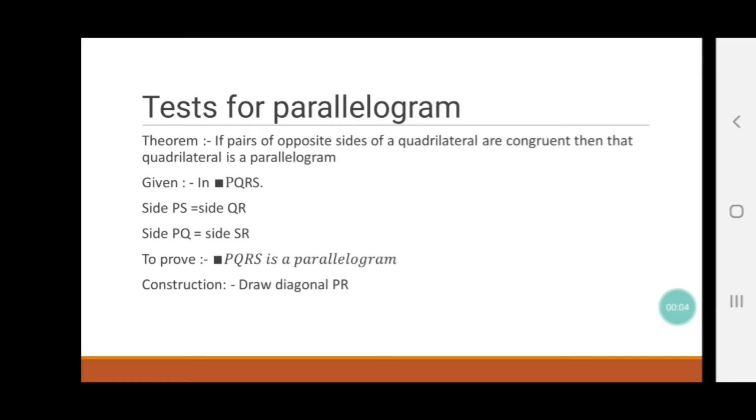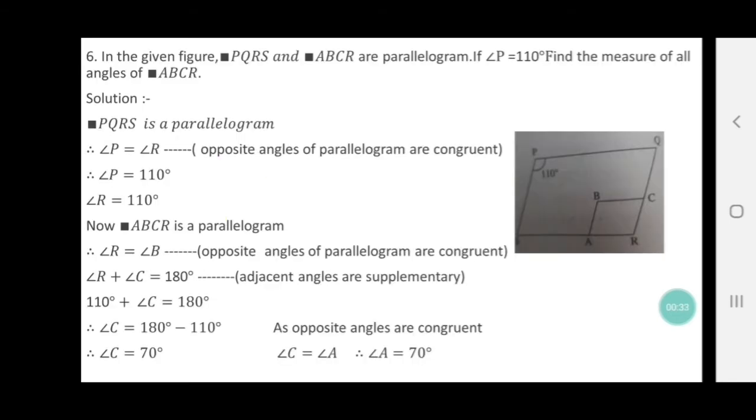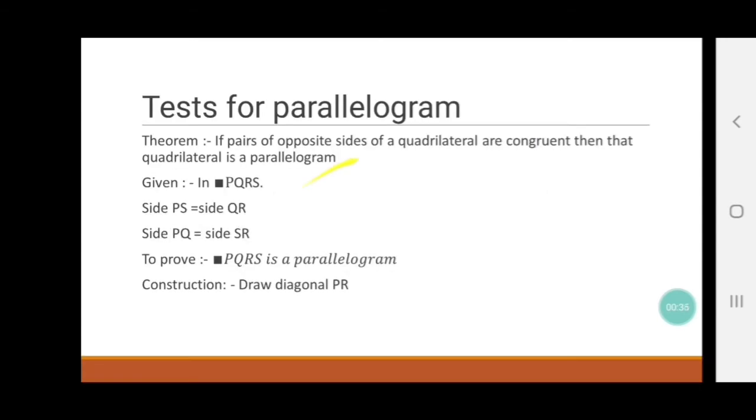Tests of parallelogram. If pairs of opposite sides of a quadrilateral are congruent, then the quadrilateral is a parallelogram. These are converse of the previous theorem. Okay. So what is given to us? Given part is one of the quadrilateral is there. We'll name it as PQRS. What is given? Opposite sides of the quadrilateral are congruent. Means opposite side PS and QR will be equal, PS and QR are equal and PQ and SR are equal.